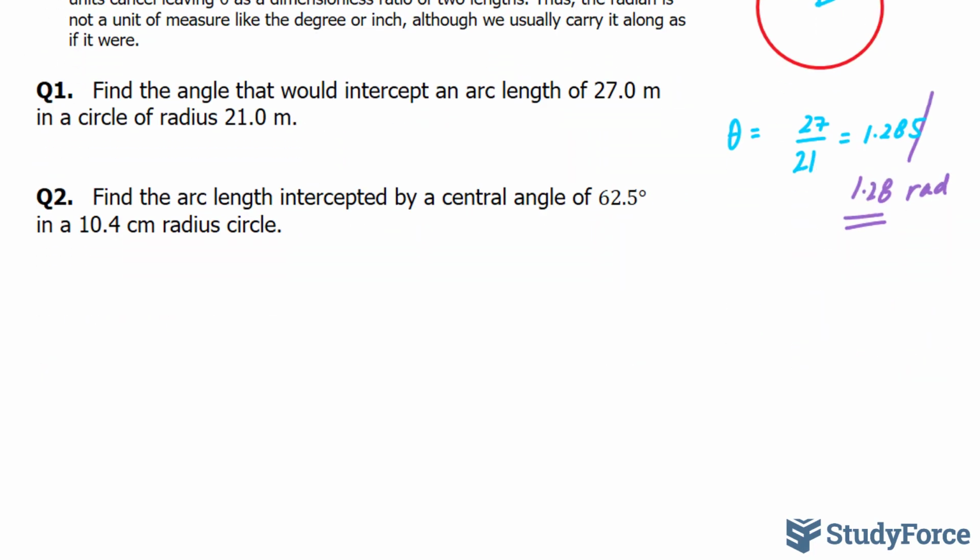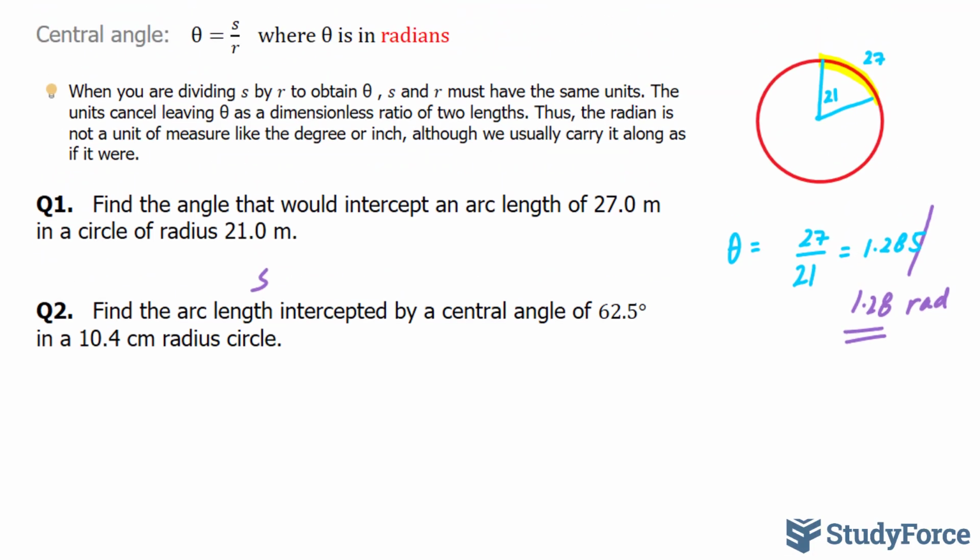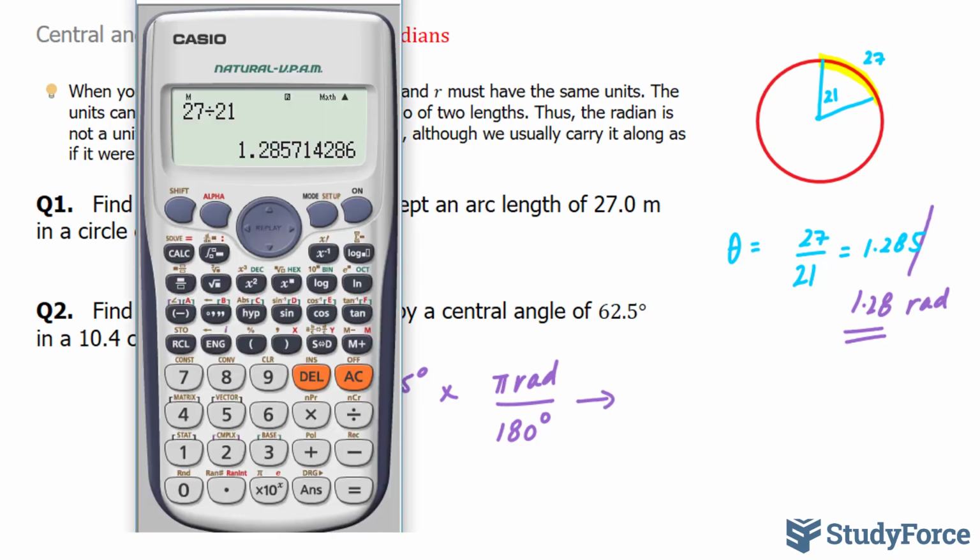In question 2, they ask us to find the arc length, so S, intercepted by a central angle of 62.5 degrees in a 10.4 centimeter radius circle. Now our formula only works with radians, so we need to convert 62.5 degrees into radians. And this is how you do it. You multiply it by pi radians over 180 degrees. And I also have a video dedicated to conversions of radians to degrees, so feel free to review that.